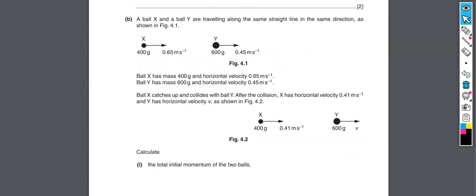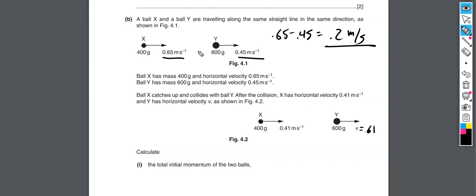For this problem, everything is moving in the same direction. So remember that the velocity we calculated here is 0.61. The relative speed of approach before the collision is the difference between this velocity and this velocity, because they're in the same direction, you can subtract. So 0.65 minus 0.45 equals 0.2 meters per second. That's where we subtract to calculate relative speed. Same direction, subtract for relative speed and for relative speed only.